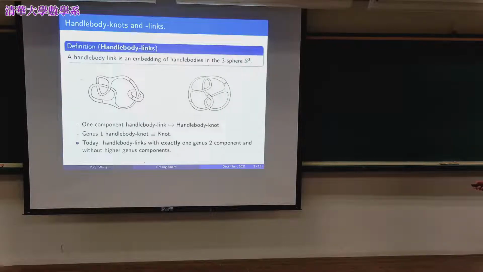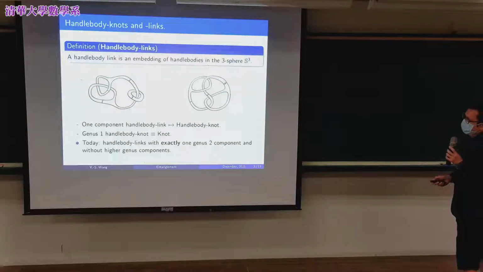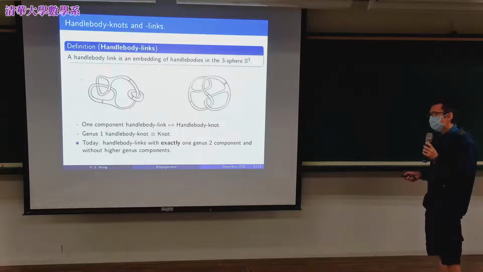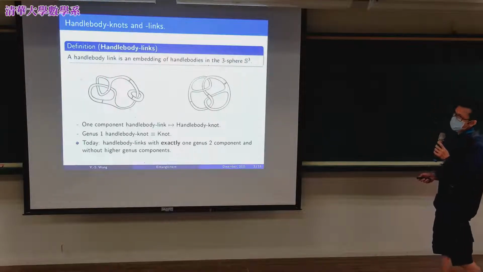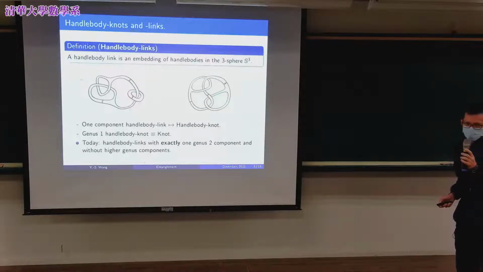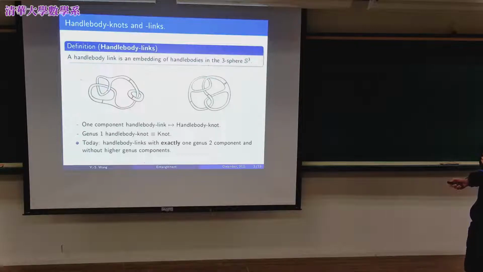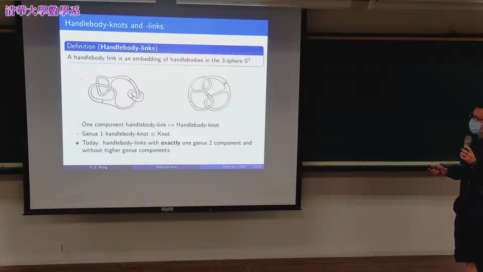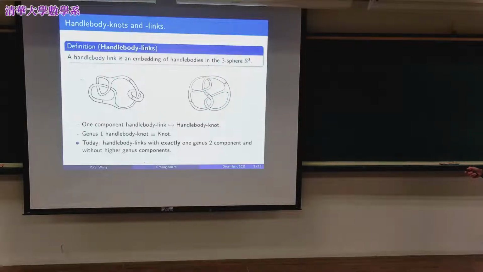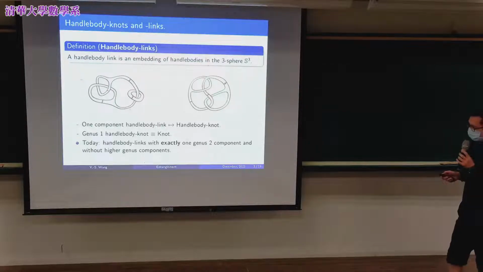And for today, I will be focusing on handle-body links with exactly 1 genus 2 component and no other higher genus components, because we want to generalize the classical knots. It's also okay to consider R3, and the main reason that I consider using the 3-sphere instead of R3 is because it's compact. When you do topology, you like to have your space to be compact, then you can have better control over it.